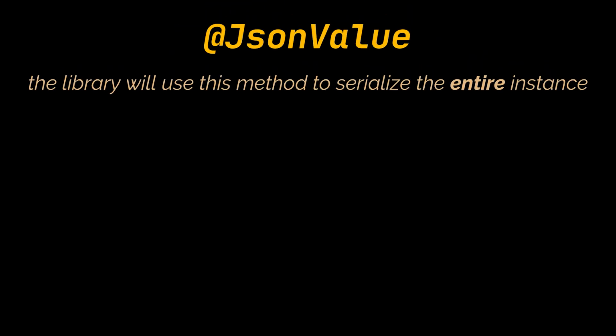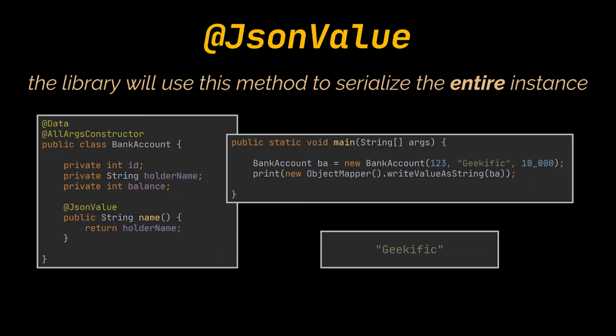Now, the @JsonValue indicates a single method that the library will use to serialize the entire instance. In the example you see, the whole bank account class will be serialized with the holder's name only. So when we try to write the object's value as a string, Geekific will be the only output of the serialization.